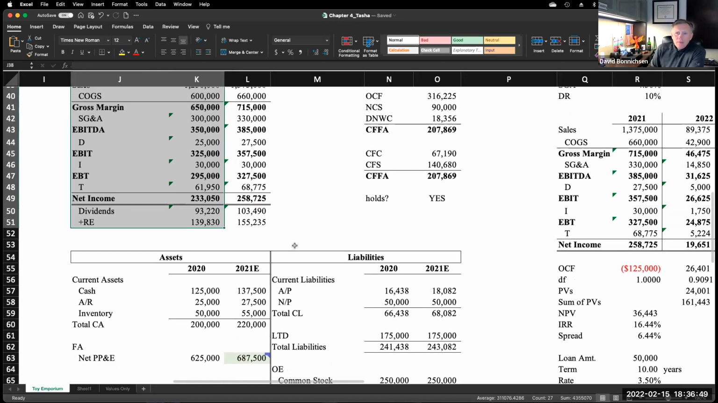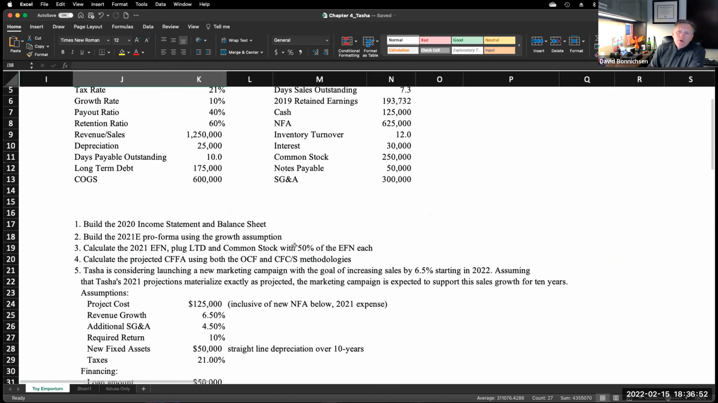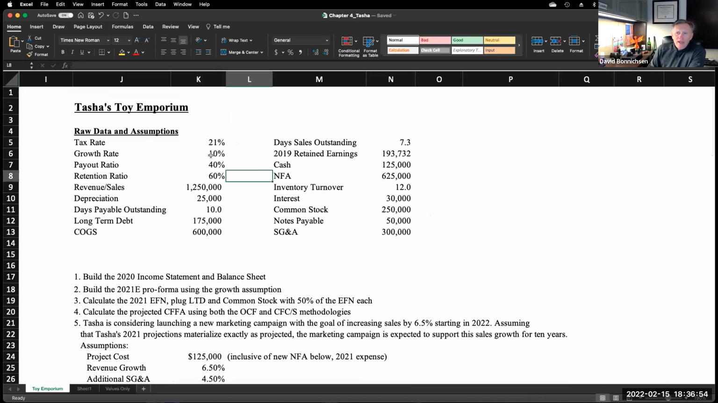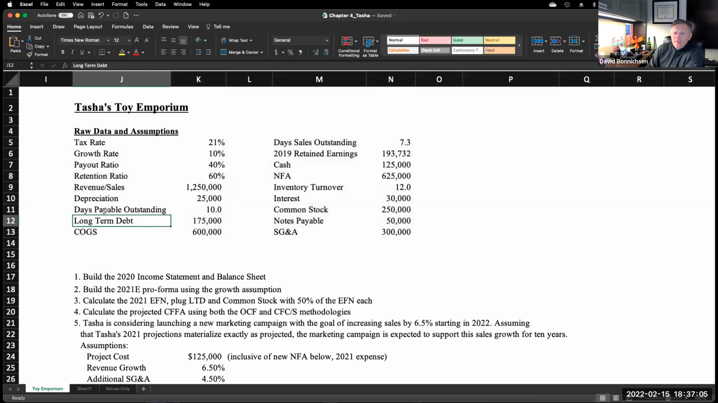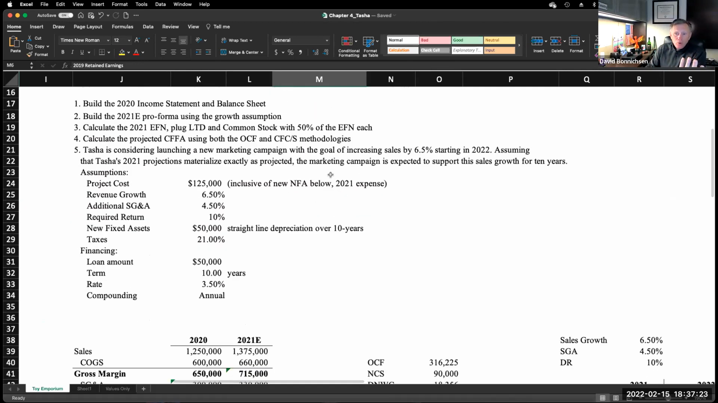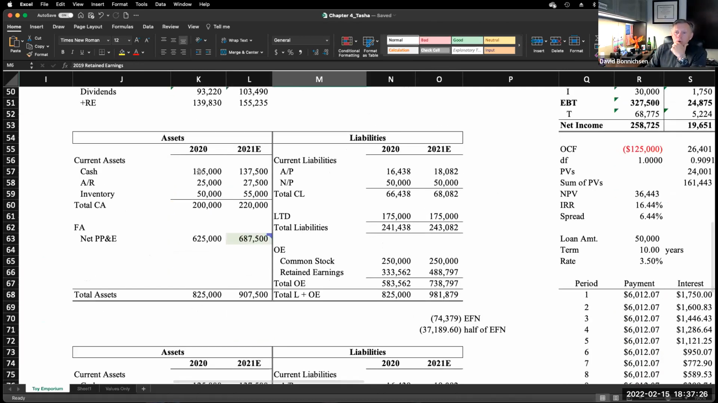Then we move from the income statement to the balance sheet. In the assumptions table, we not only have income statement related items, we also have balance sheet related items. We have things like long-term debt. We have days payable outstanding, days sales outstanding. We're told what the ending 2019 retained earnings were, cash, NFA, inventory turnover. So we need to figure out how we utilize the balance sheet items to start building the 2020 balance sheet. So cash was given.